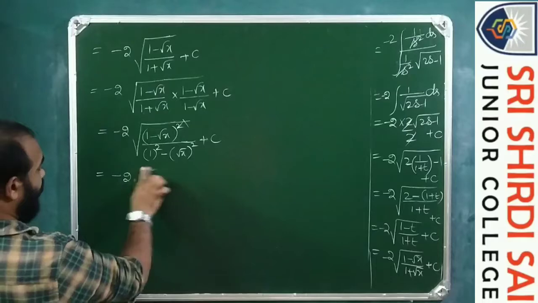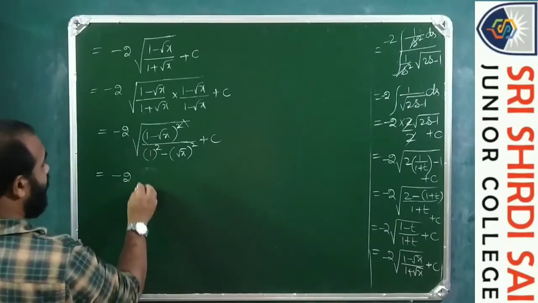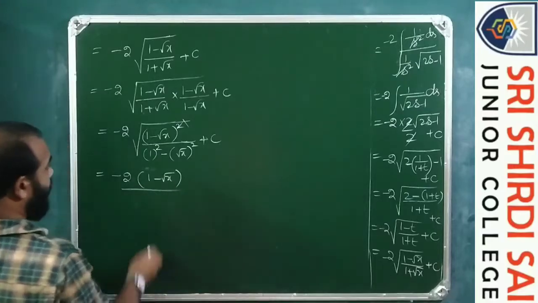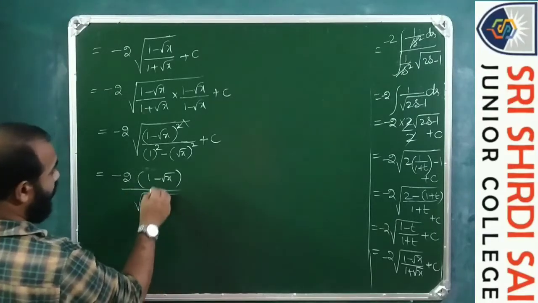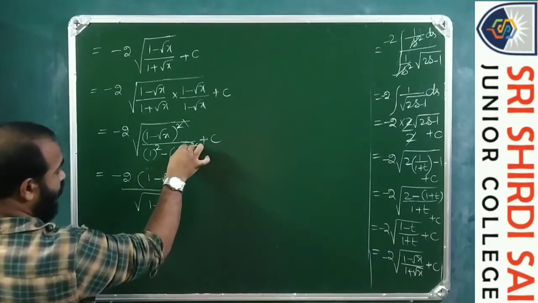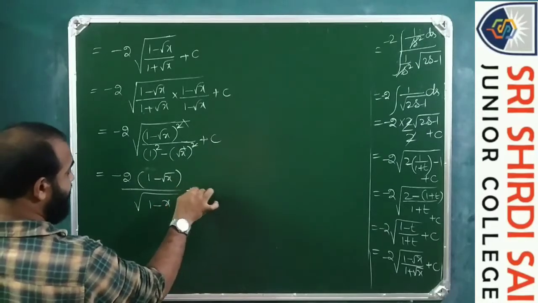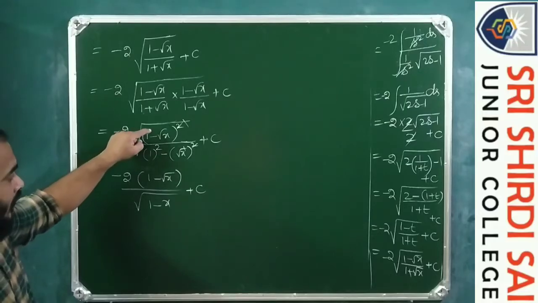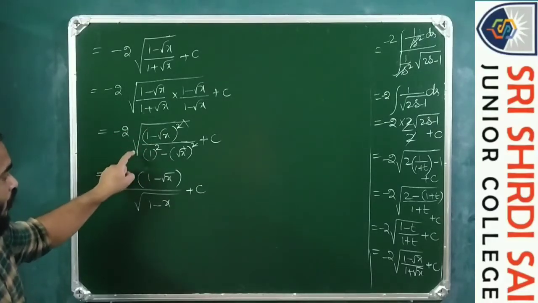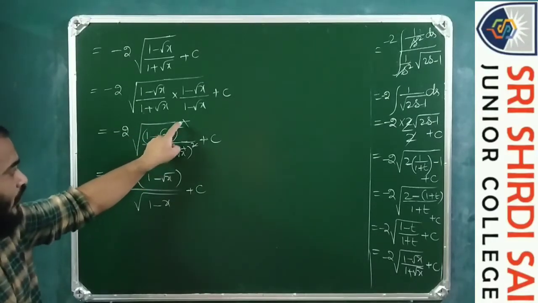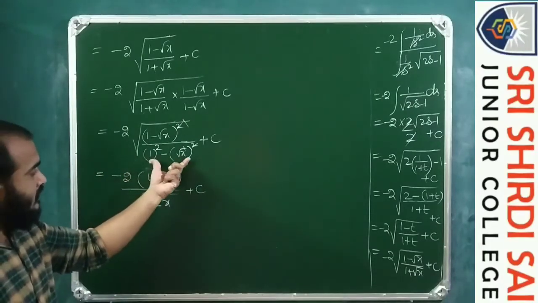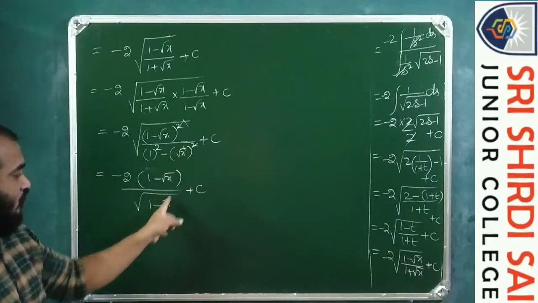So this is equals to 1 minus root x by, this is root of 1 minus, square root gets cancelled, 1 minus x plus c. This is a by b under root, so root a by root b. Here square root gets cancelled: 1 minus root x. Square root of 1 minus root x whole square is 1 minus x.